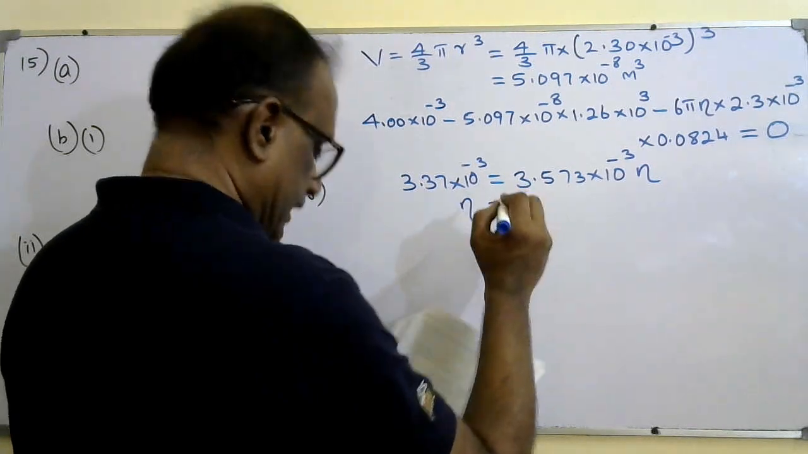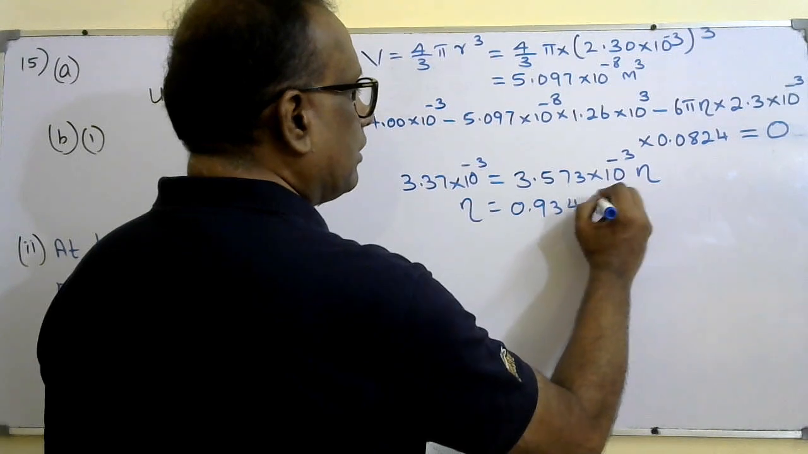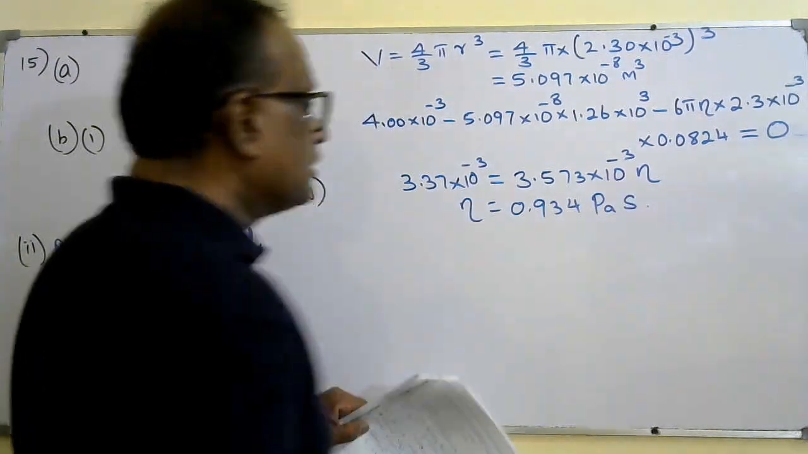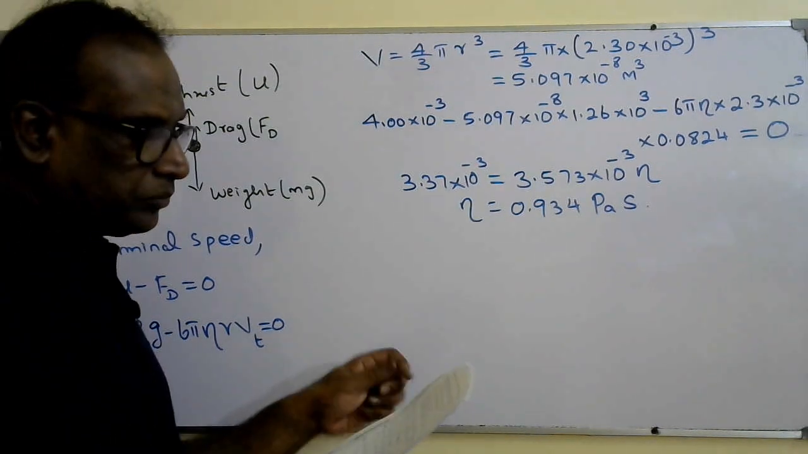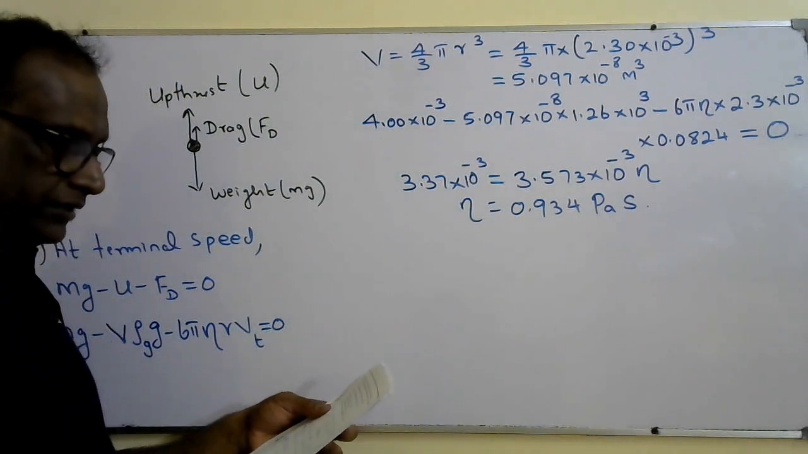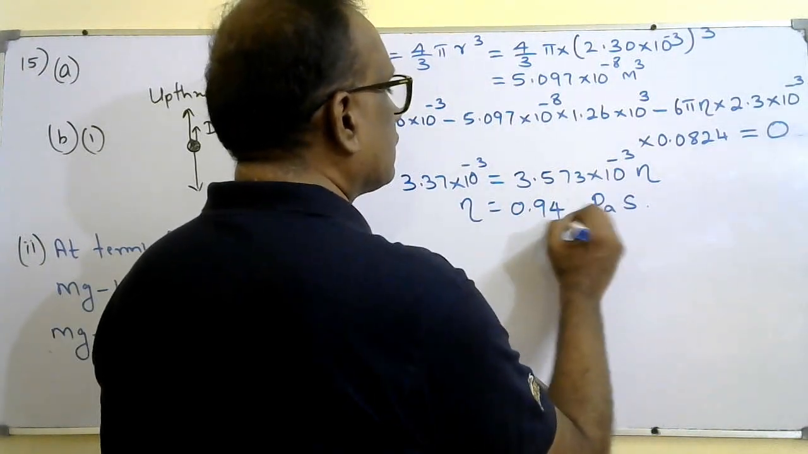Find the eta, you will get 0.934 Pascal second. So the actual value of eta is 0.934. Okay, we got 0.943.